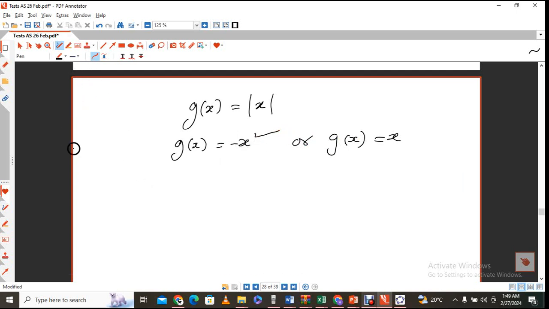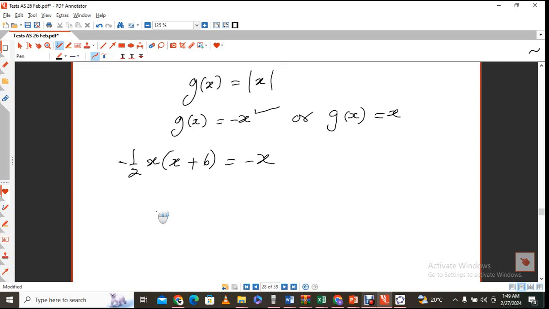Then I'm going to take the two functions, which the other one was negative a half of x. Remember that one? Let's just clean this up, write it neatly. Negative half of x, then it was x plus 6, and I'm going to say let that equal minus x. And I'm going to solve this and see where it brings me.